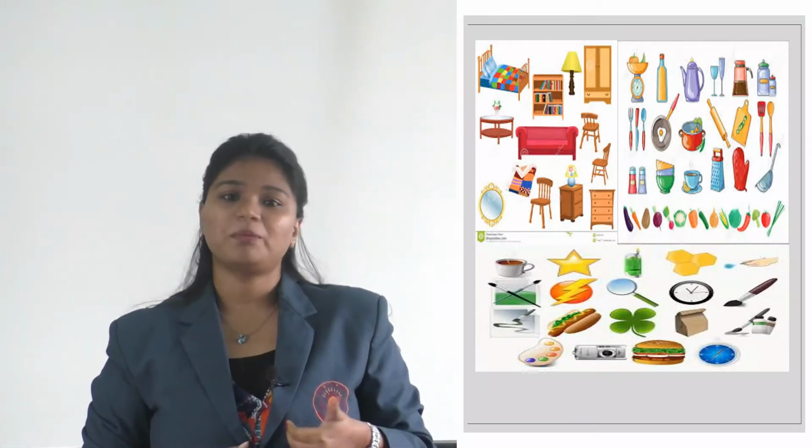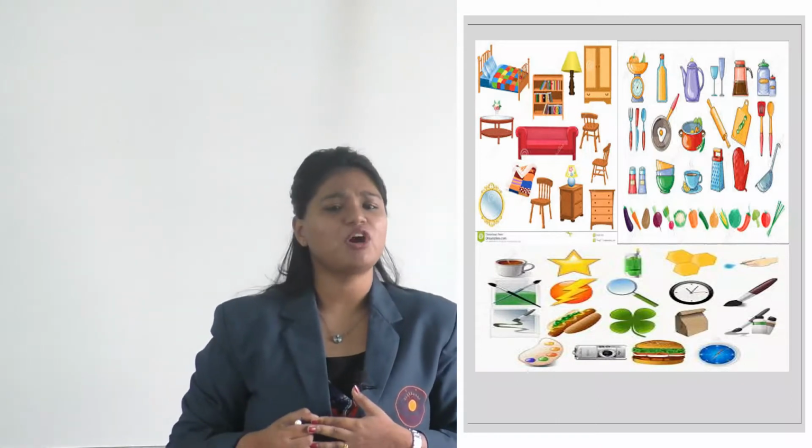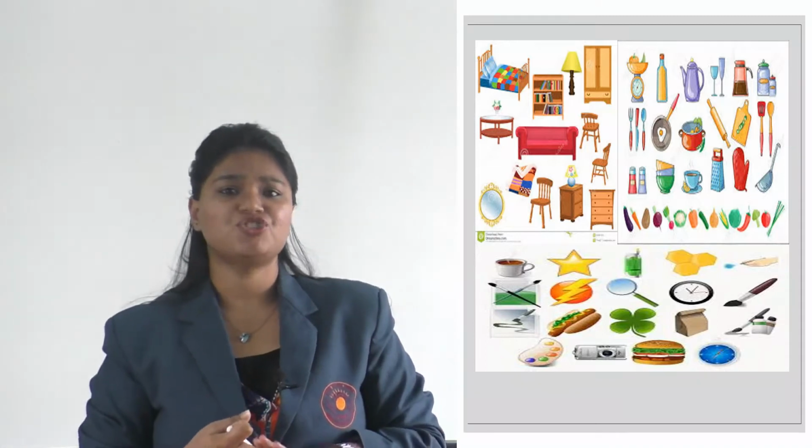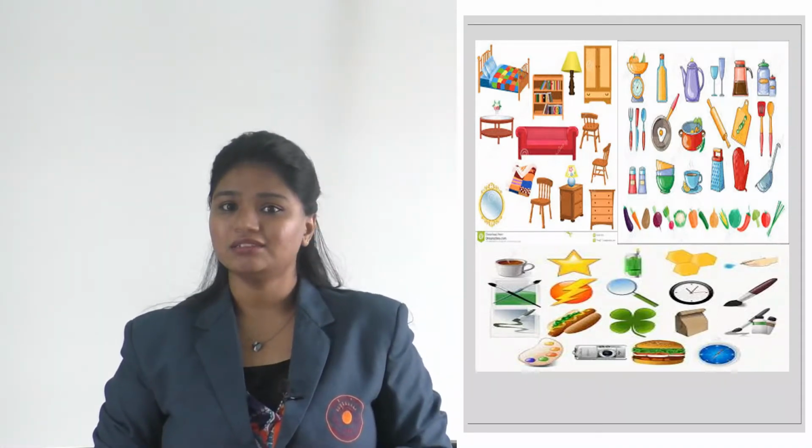Okay students, so here is an image. Just copy down the things that you can notice in the image. Just copy it down quickly. So you would have copied the things in the form of words like bed, table, chair, etc. Right?